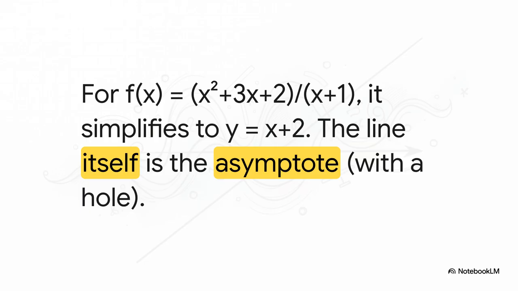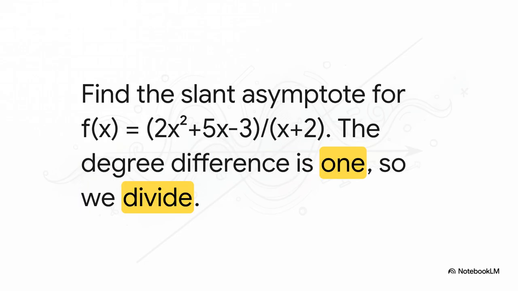So what we're left with is just the line y equals x plus 2. The graph is literally a straight line, just with a little hole in it. So in a way, the line is its own asymptote. All right, now for a more typical example where we have to do the work.